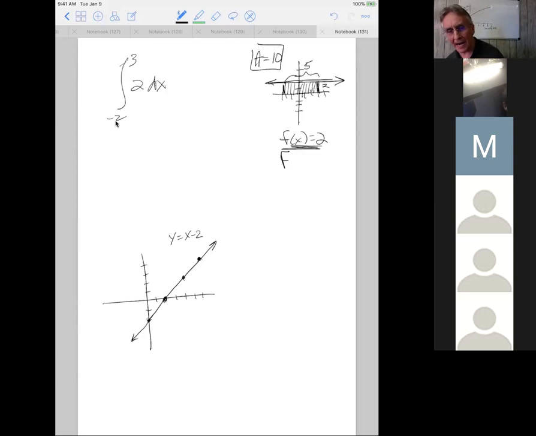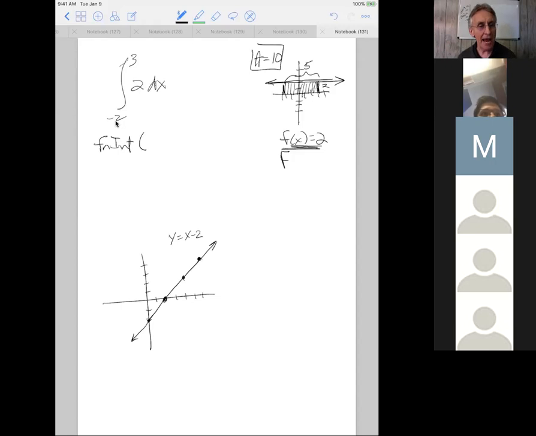What I'd like you to do right now is get your calculator out, and we're going to do the integral from -2 to 3 of 2 dx. Turn on your calculator and hit the math key, third one down, and either arrow down or hit 9. Either way, it should put you in front of FNINT with the bracket.